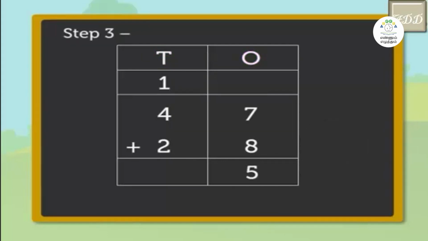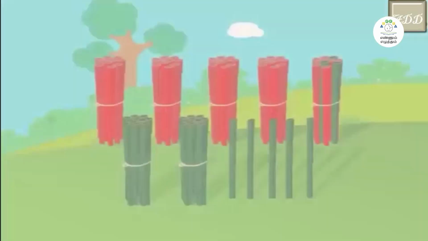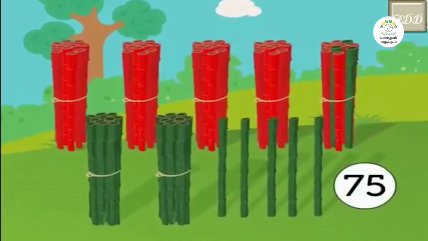Step 3. Add the tens, that is, 1 plus 4 plus 2 is equal to 7. Now, write 7 under the tens column. So, we got the answer as 75. 47 plus 28 is equal to 75. Thus, there are 75 bamboo sticks in all.